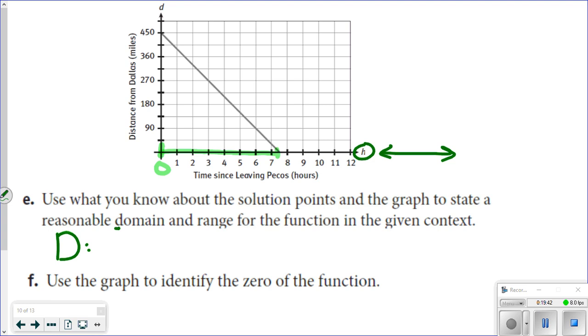Okay, so remember when we're writing domain and range, we use fancy brackets. You start at 0, and then hours is less than or equal to 7.5, and I end with a fancy bracket. So my hours, my driving time is between 0 and 7.5 hours.